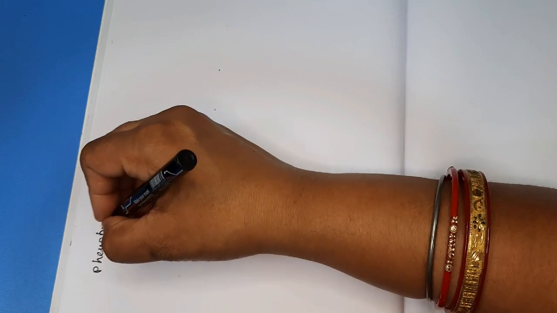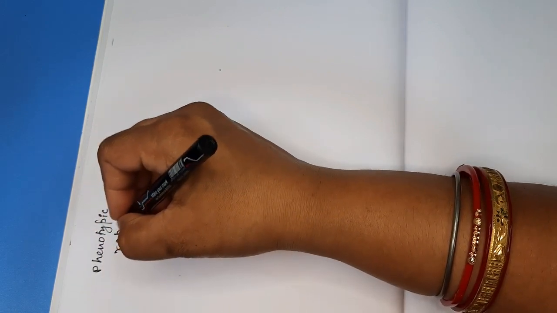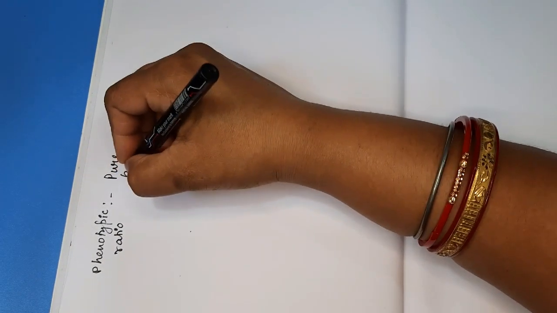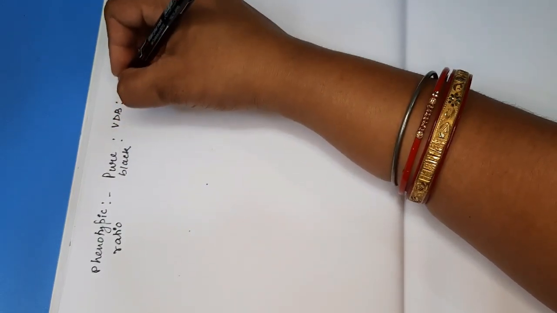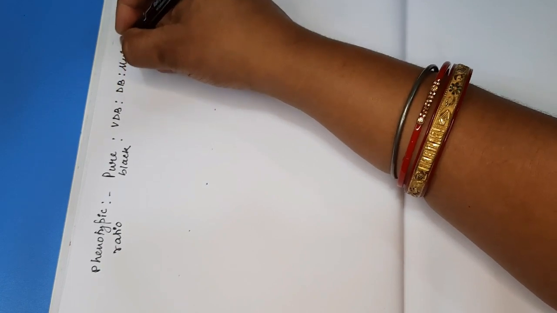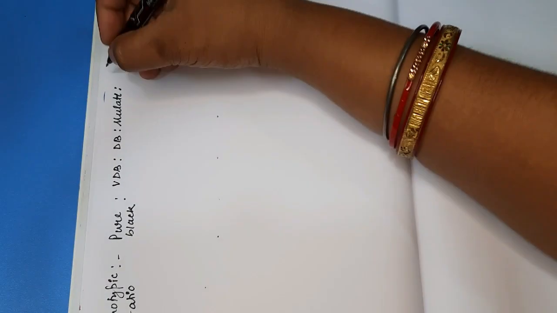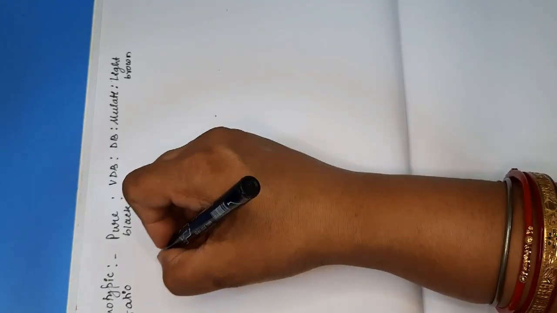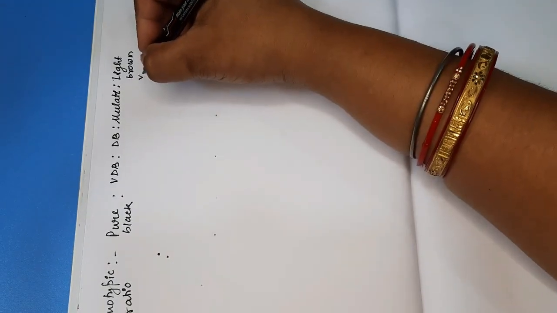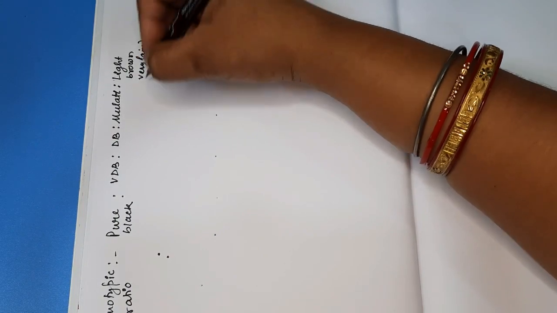So for the phenotypic ratio, you will be getting altogether 7 phenotypes, 3 on the extreme dark side, 3 on the extreme light side, and 1 in between. So let us start with pure black, that is negroid. Very dark brown, dark brown, mulatto, light brown, very fair, you can write it as very fair also.